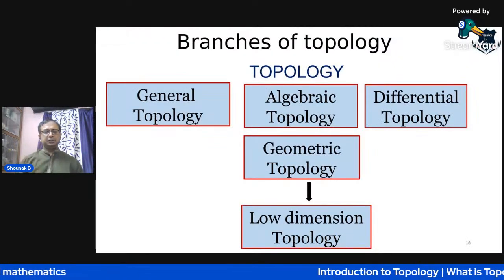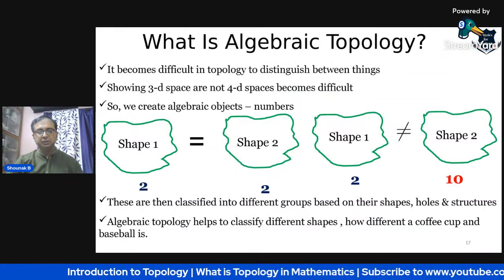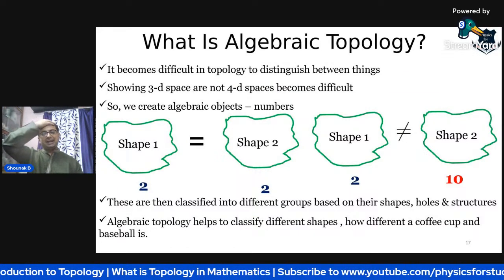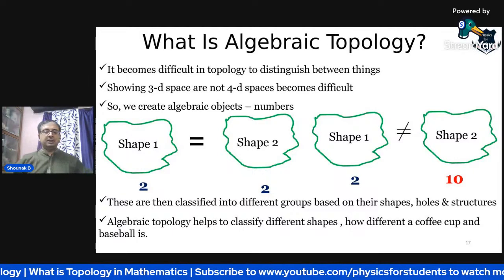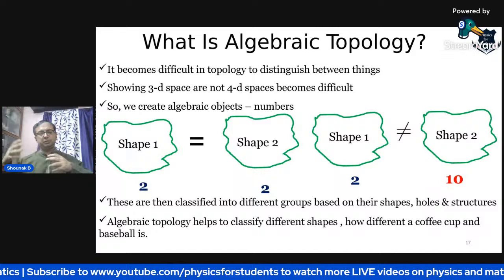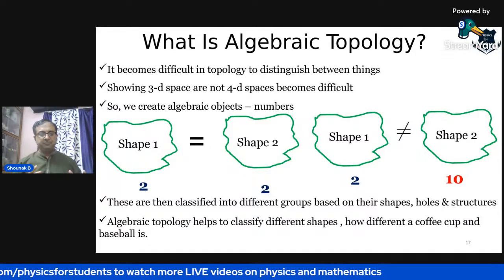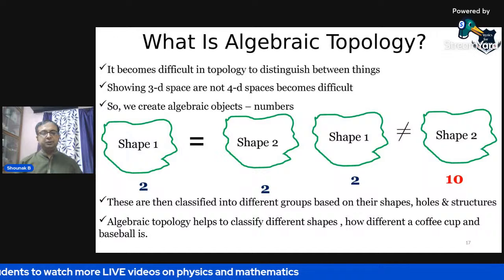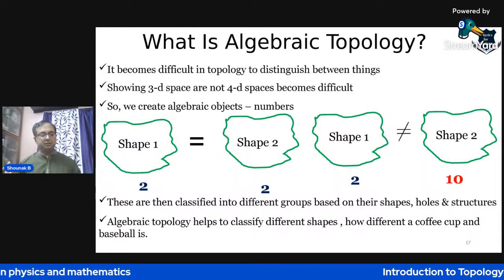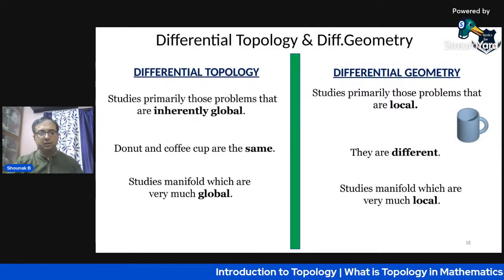There are different branches of topology which we saw: general topology, algebraic topology, geometric topology, which also has a lower dimension, and differential topology. Algebraic topology takes shape 1, and then shape 2, and so on, so it has distinct values. If shape 1 has a value of 2, then shape 2 will also have a value of 2. But if I assign a different value, that is 10, then shape 2 is not going to be equal to shape 1 or 2.